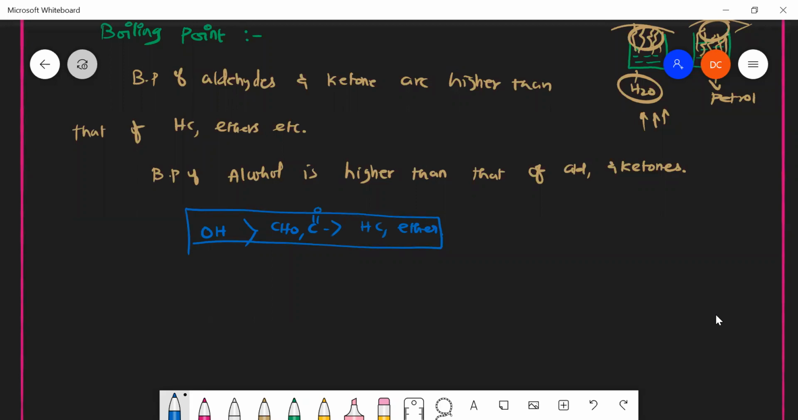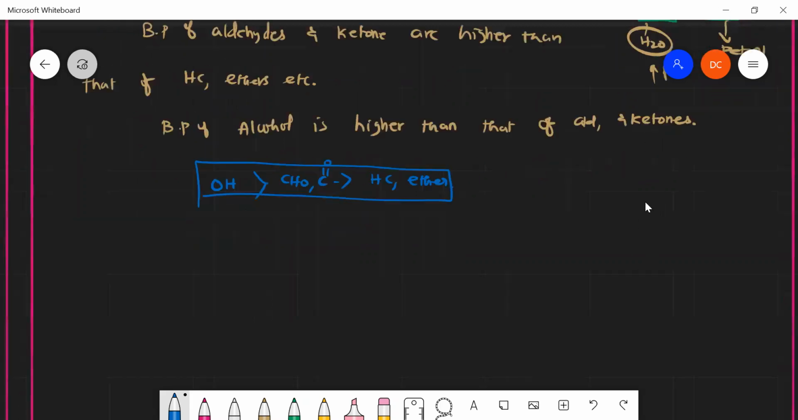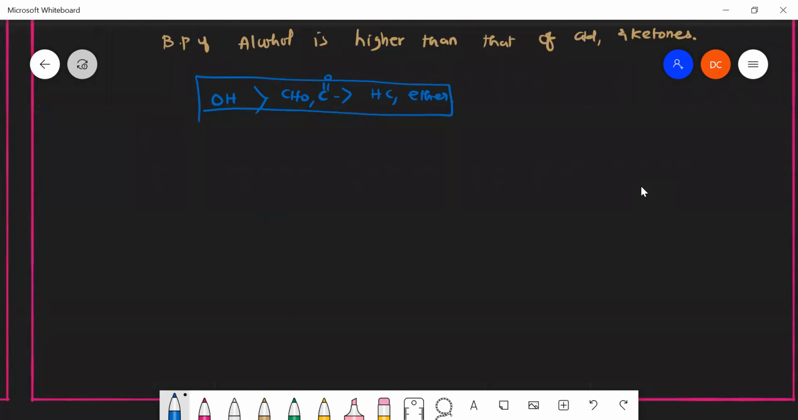Okay, why? What is the difference between these? Because there is no hydrogen bonding existing in aldehydes and ketones. Say, for example, if I take alcohol, CH3OH is there, and one more CH3OH is there. Whether alcohol can form hydrogen bonding or not?